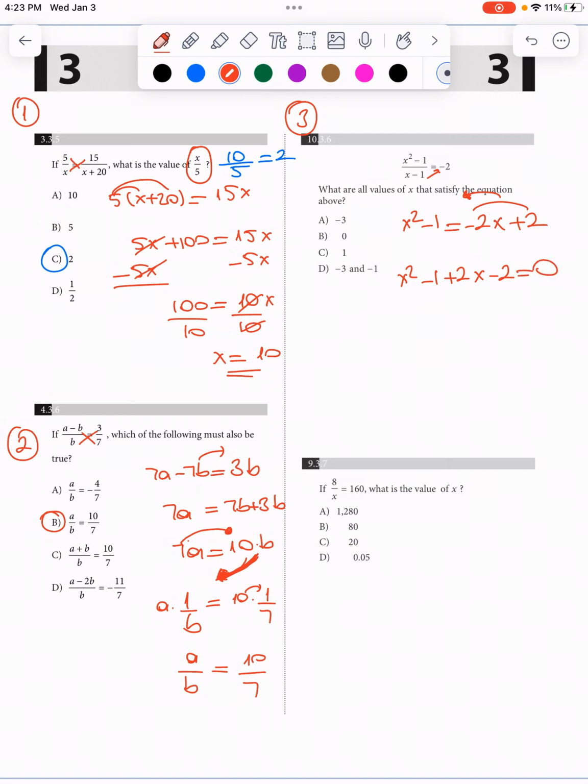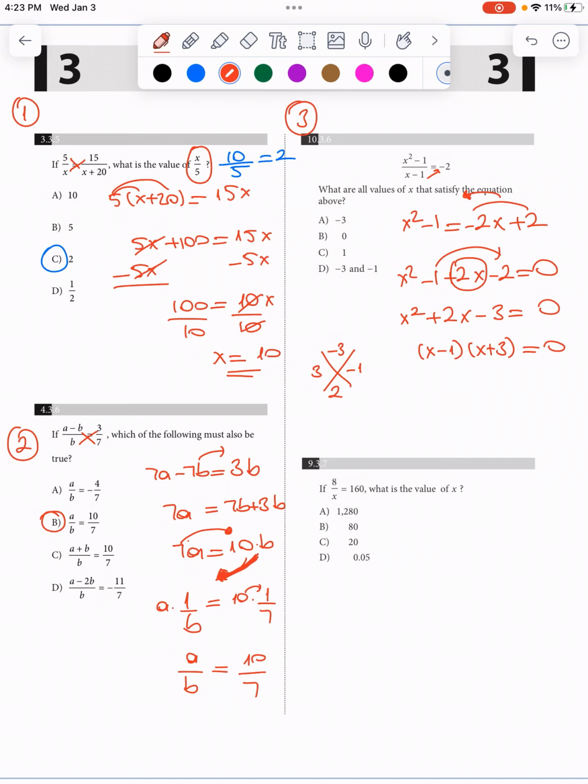Then, okay, so I will write it in the standard form. x squared, we have positive 2x. Negative 1 minus 2 makes negative 3, which will be equal to 0. Okay, now I can factorize it. Factors of negative 3 add up to 2. Those numbers are going to be negative 1 and positive 3. So x minus 1 times x plus 3 is equal to 0.